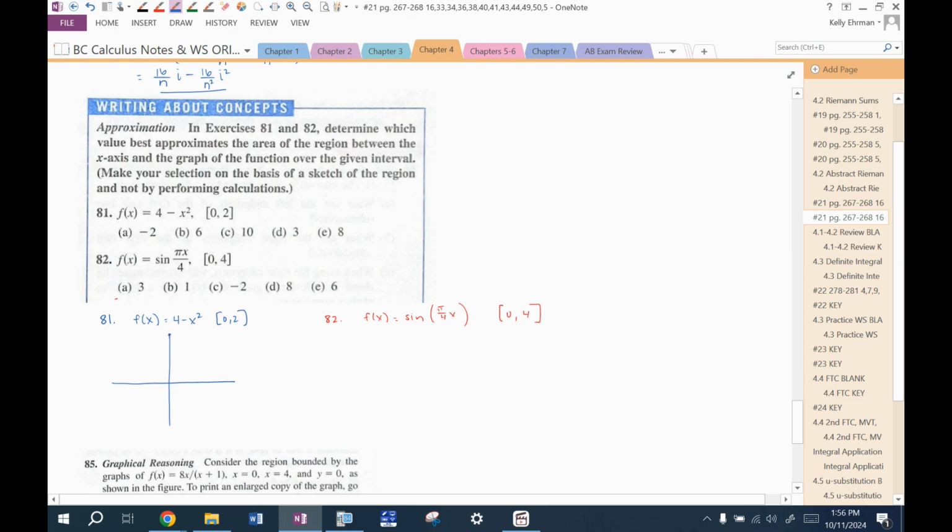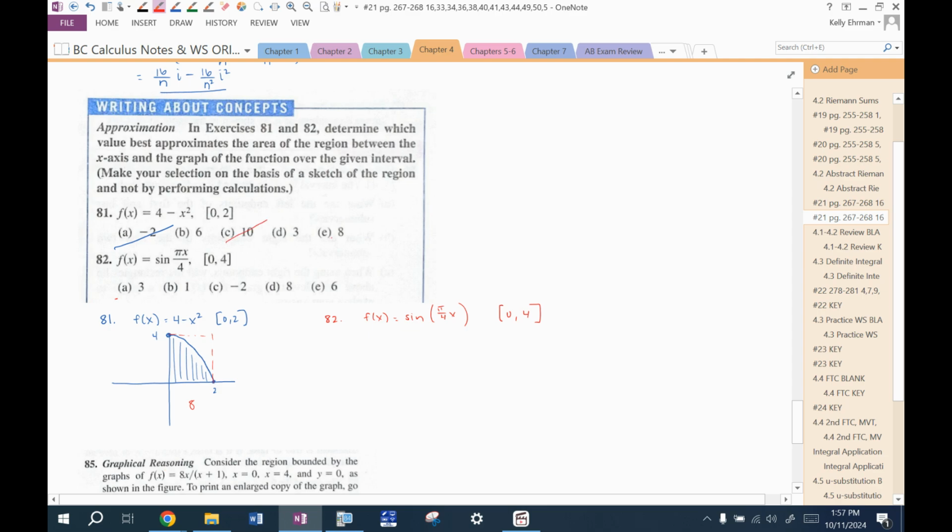When you plug in 0, you get 4. When you plug in 2, you get 0. I know this is a half of a parabola that opens down. We're talking about this area here. Right away, I can see that the area is positive, so I'm going to rule out the negative area choice they gave me. And then how do I know whether it's 6, 10, 3, or 8? So use Riemann sums, but use extreme versions. What if we use one rectangle? If I use one rectangle, the estimate is 8, right?